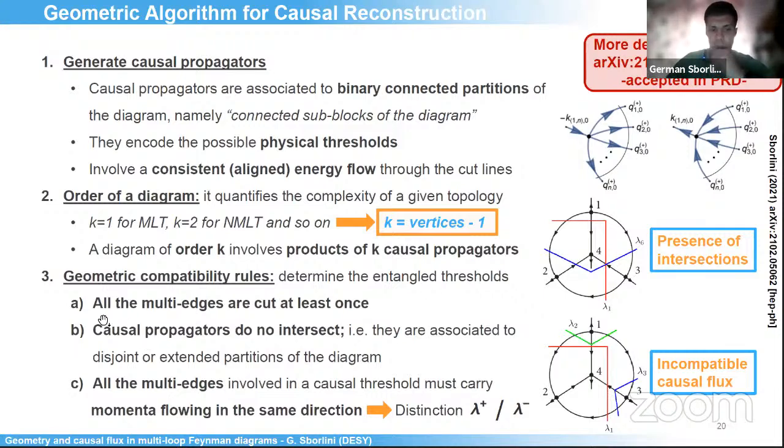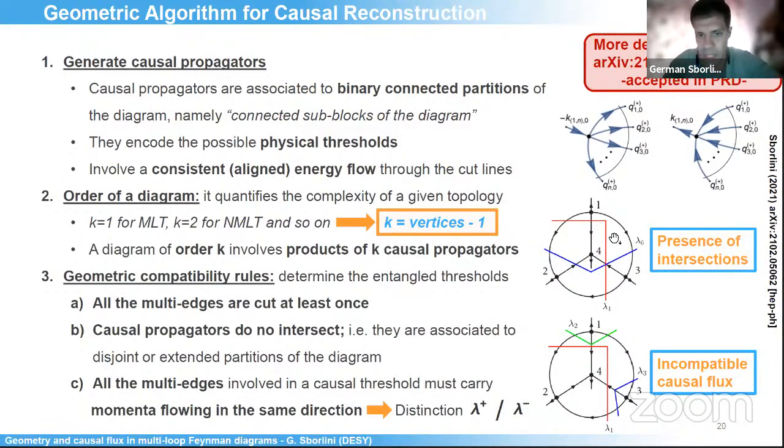So we have some rules, like multi-edges are cut at least once. So all the contributions involve cutting all the multi-edges at least once. The causal propagators are associated to disjoint partitions of the diagrams. This means that if we follow these lines that appear here, for instance, we disentangle the diagram in such a way that it can be done smoothly without breaking any partition.